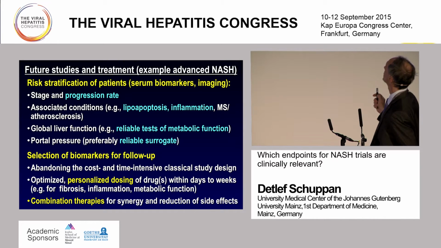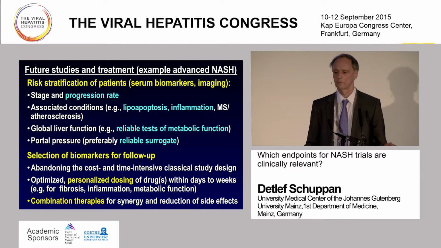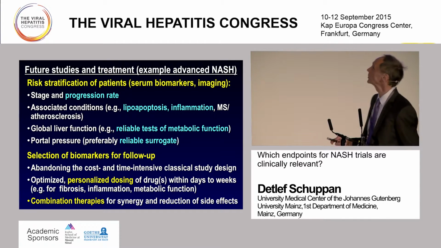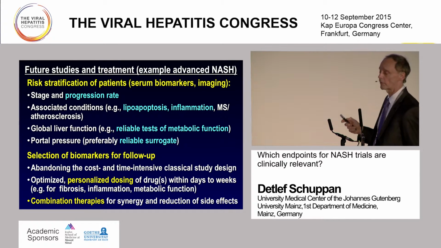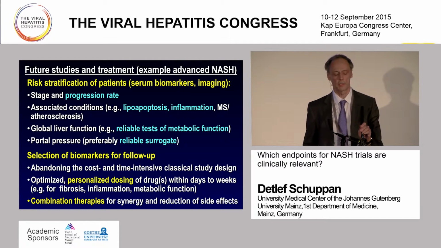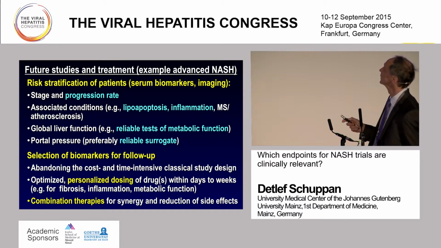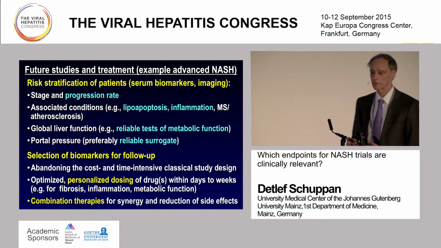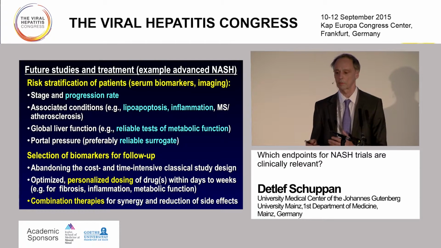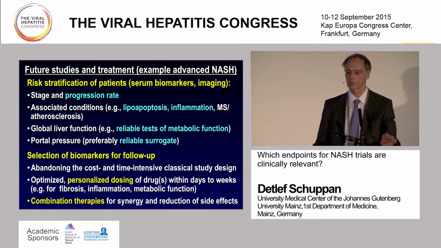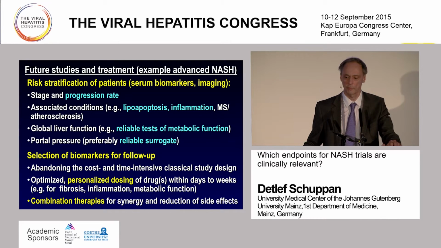Of course, future studies and treatments, optimal treatments for advanced NASH, for example. Of course, you would first risk stratify the patients, which we can now do fairly well with the FibroScan, even without biopsy and some serum surrogate markers. You would then look at the associated comorbidities, which in a way is already done, but there are also specific serological markers, potentially for lipoapoptosis. I haven't mentioned cytokeratin 18, which could be one of the markers, but there's more. And you would also look at atherosclerosis markers, and I've shown you a panel before that could be used all together.